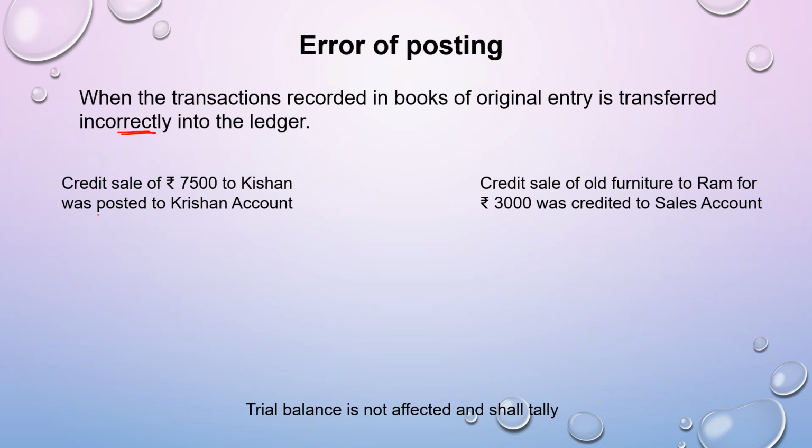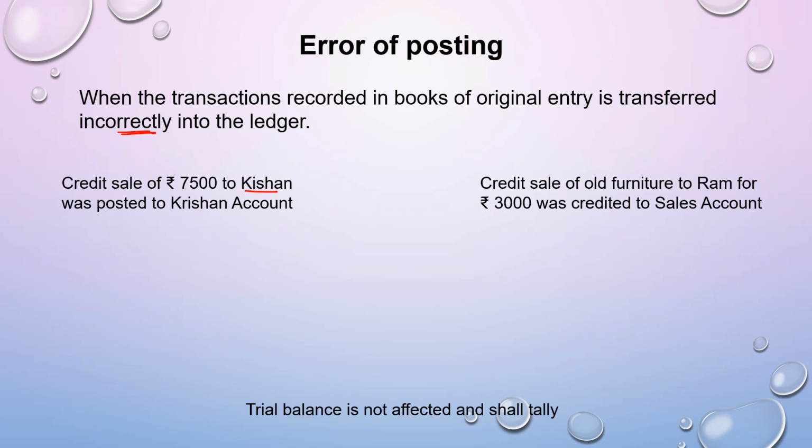Like, we'll take the examples to understand it better. Credit sale of 7,500 to Kishan. So actually there was a credit sale done to Kishan. So it should have been, if you pass a journal entry, Kishan to sales, or in the sales book we would have put it to the Kishan's account. It would go to the debit of Kishan account 7,500 and credit of sales 7,000.